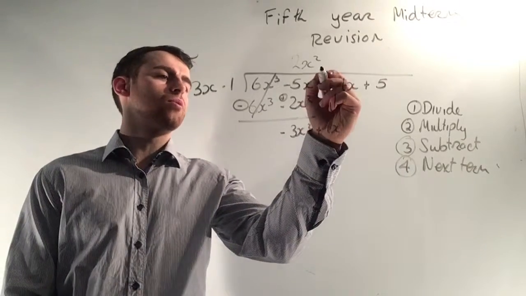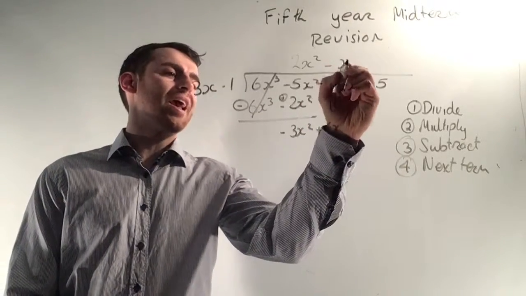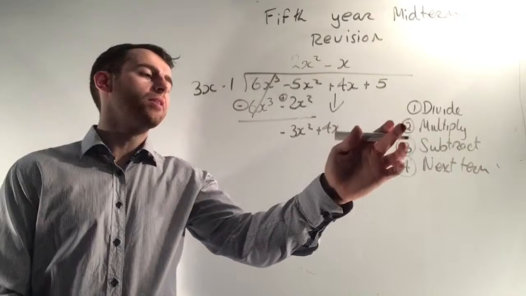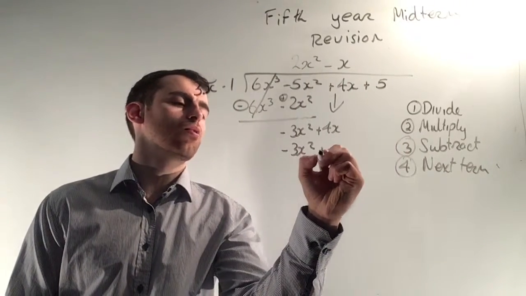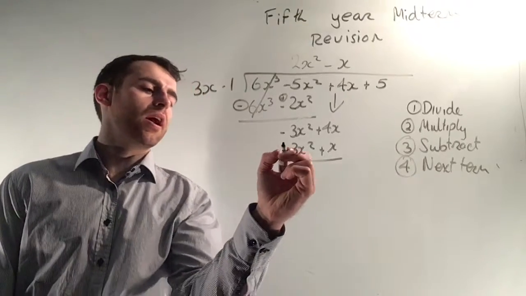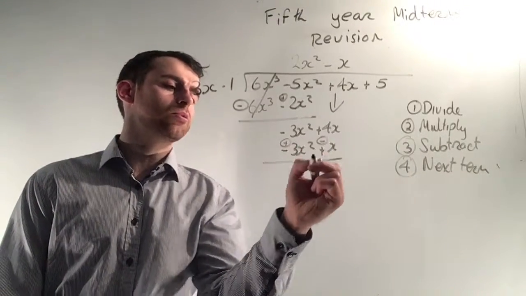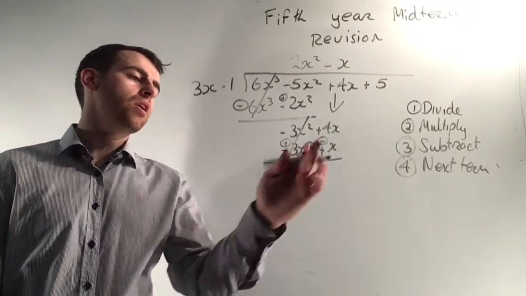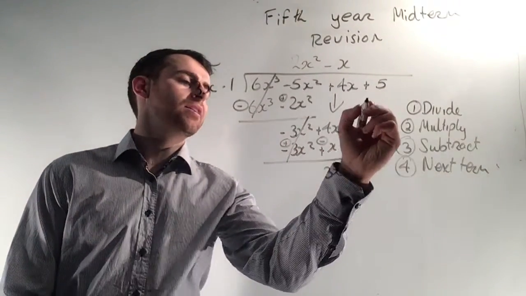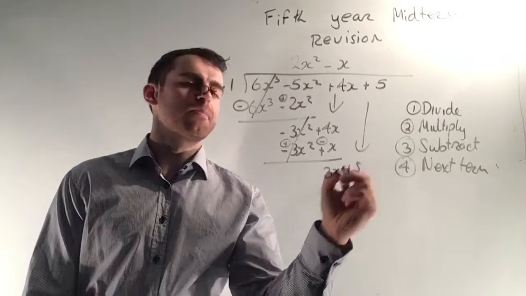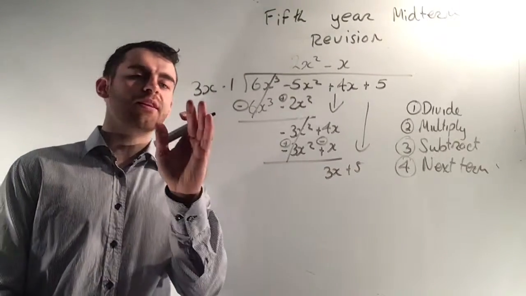3x into minus 3x squared goes minus x times. That's my divide. Multiply minus x by both of these. I get minus 3x squared plus x. And change my signs in order to subtract. My x squareds cancel. 4x minus 1x is 3x, and you take down the next term, which is plus 5. We start the process all over again.